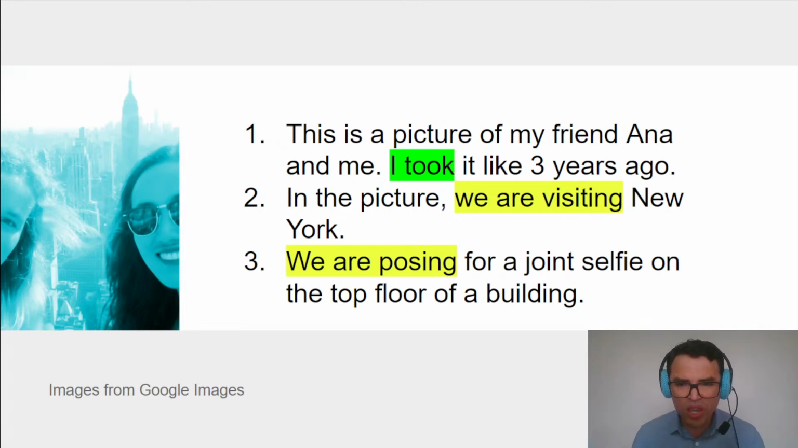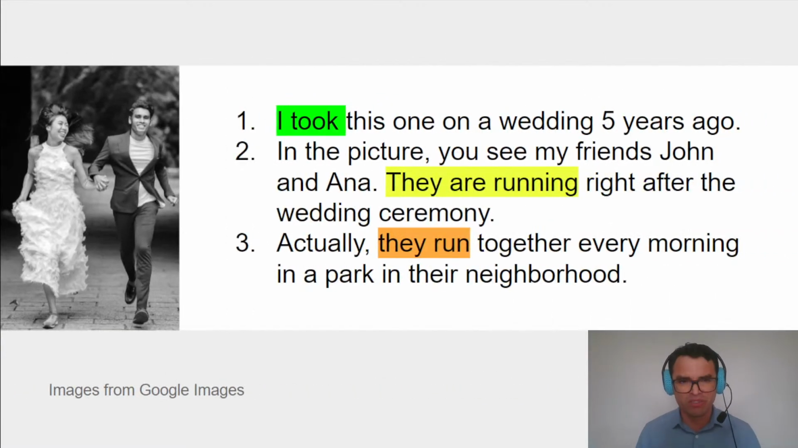We are posing for a joint selfie on the top floor of a building. Present continuous to talk about things happening now. Subject we, verb to be are, verb ing, posing. All right. Yellow, present continuous to say what is happening at the moment of speaking.